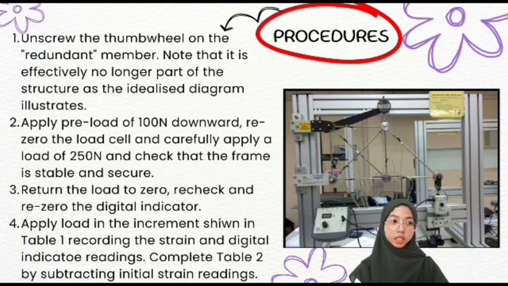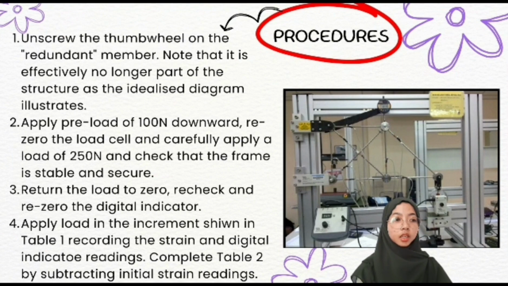The procedure for this lab is: first, unscrew the thumb wheel on the redundant member. Note that it is effectively no longer part of the structure, as the idealized diagram illustrates. Second, apply the preload of 100 Newton downward, re-zero the load cell, and carefully apply a load of 250 Newton and check that the frame is stable and secure.